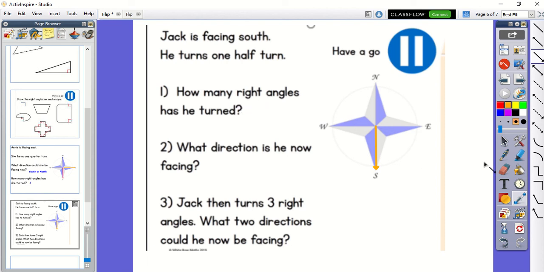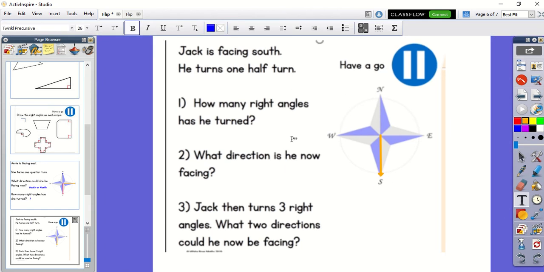Well, let's answer that first. So, if one right angle turn is a quarter turn, a half turn must be 2 right angles, because 2 quarters make a half. 1 right angle is 1 quarter. 2 quarters is 2 right angles. So how many right angles has he turned? 2. What direction is he now facing?